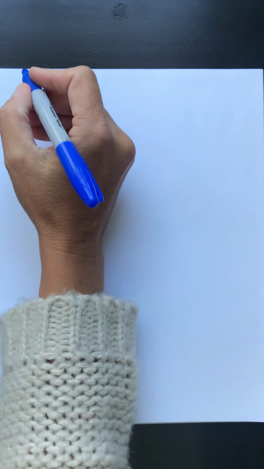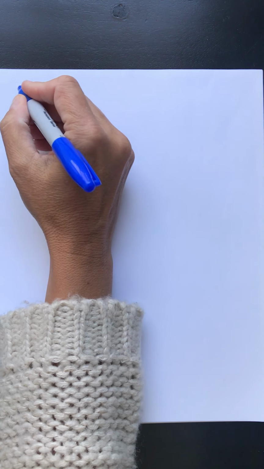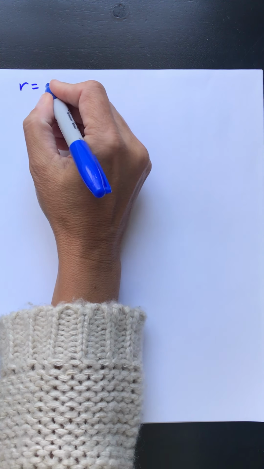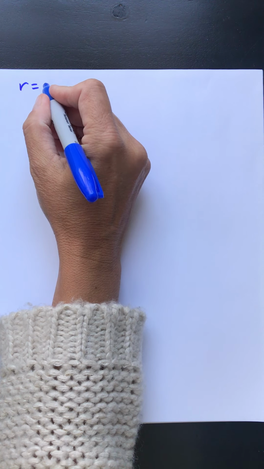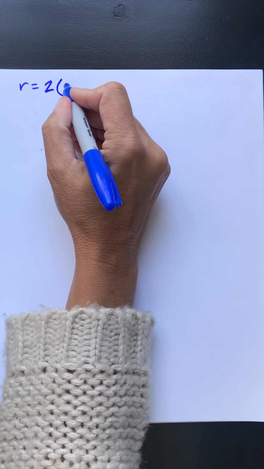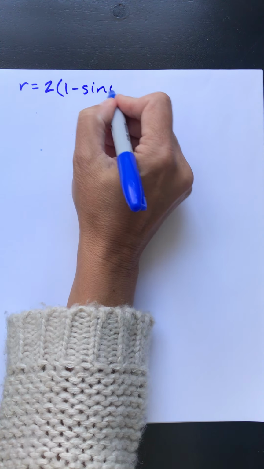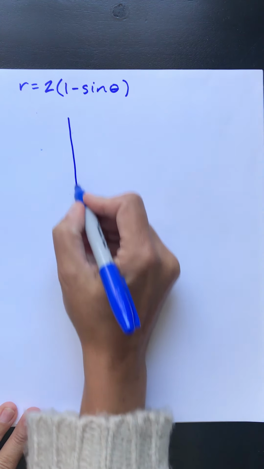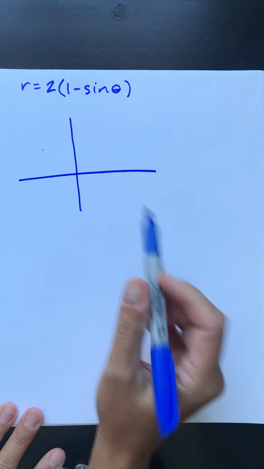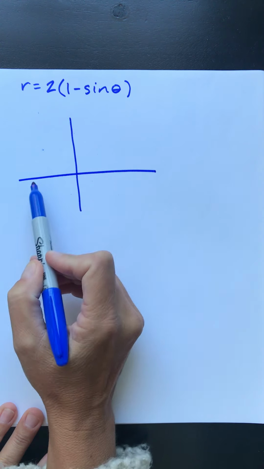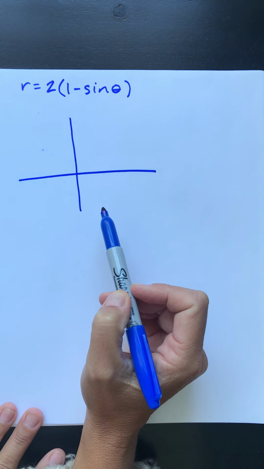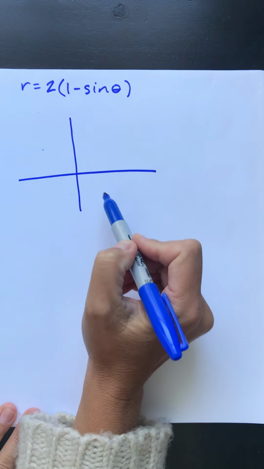So just to quickly sketch a graph, let's let r equals, let's pick 2 times (1 minus sine theta). So again, if we're going to sketch this, we're going to plug in our 4 absolute favorite theta values.